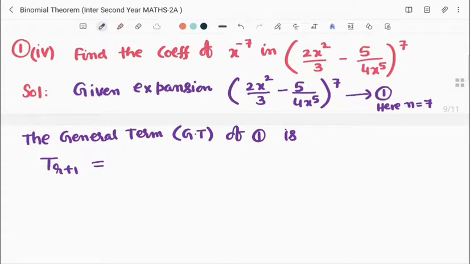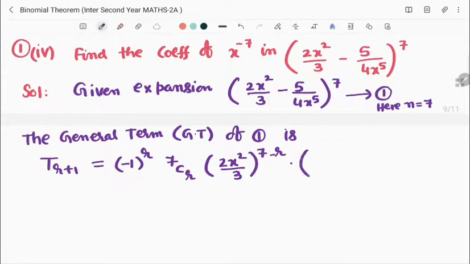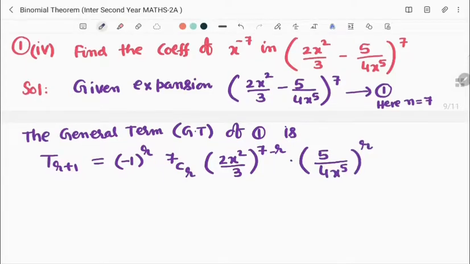nCr. Here minus is there, no? Minus 1 whole power r, nCr. According to 1 I am writing directly, n is equal to 7 here. 7Cr. X, in place of x what value is there? (2x square by 3) whole power 7 minus r, n minus r, into a. a value is what? (5 by 4 into x power 5) whole power r. Now simplify this step.